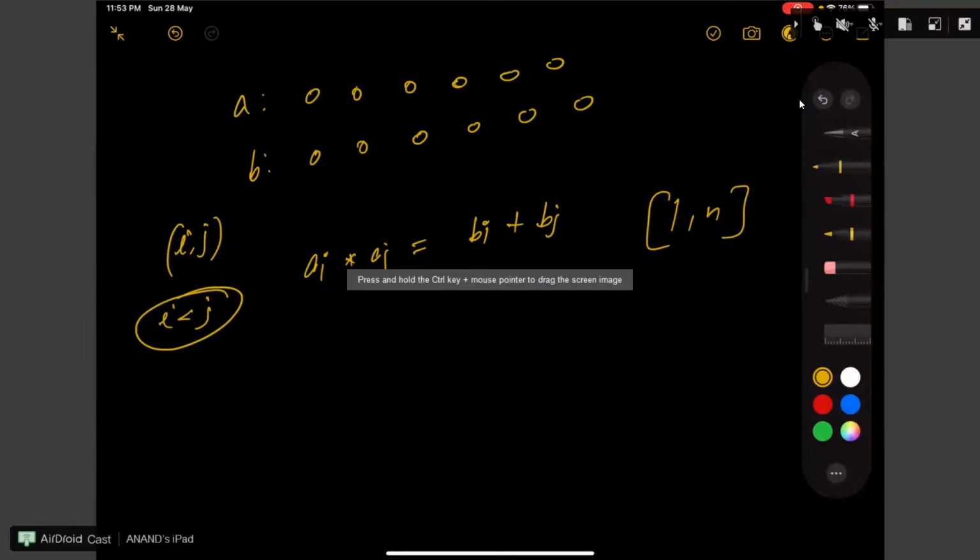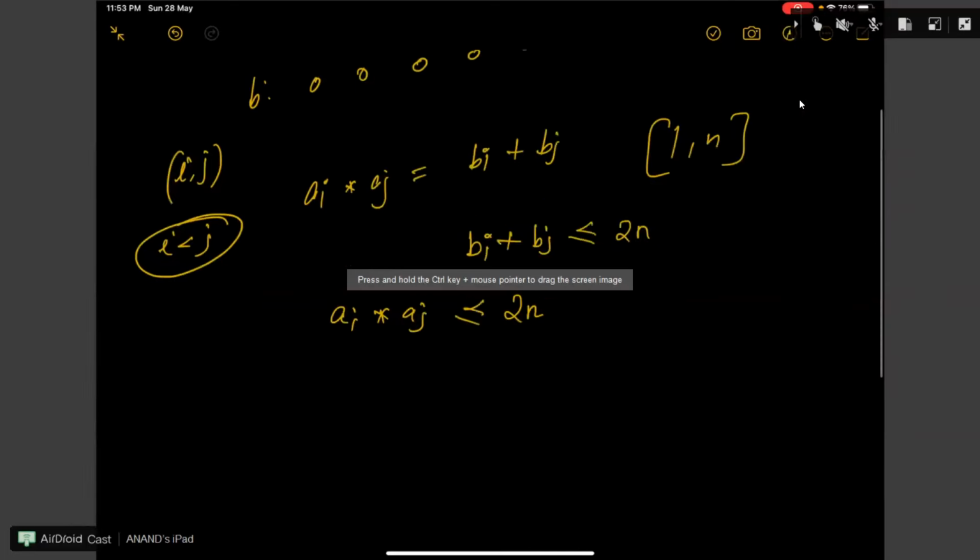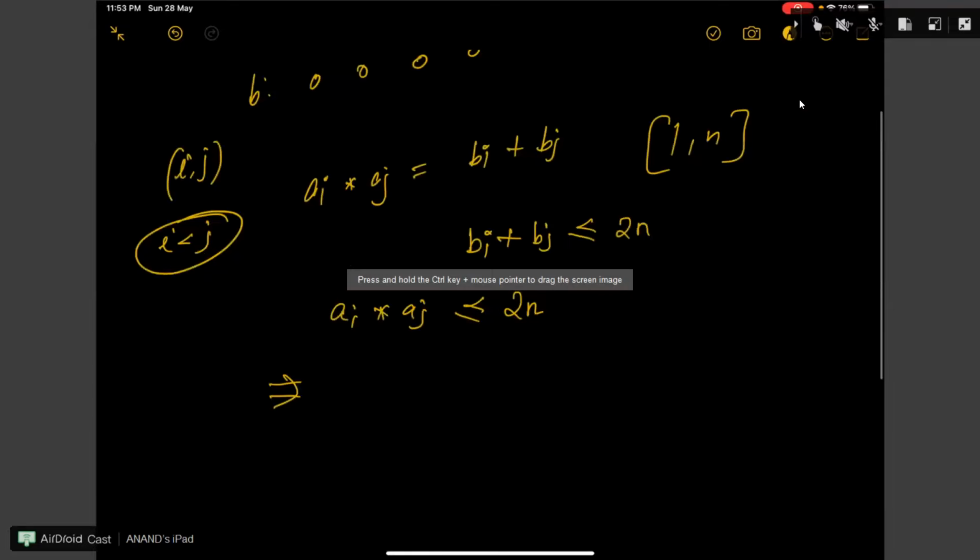So see, you are given ai into aj is equal to bi plus bj, right? What can be the maximum value of bi plus bj? That will definitely be less than or equal to twice of n. So it means that ai into aj will always be less than or equal to twice of n. Now if this is the case, then you can definitely say that one of these, either ai or aj, must be less than or equal to square root of 2n. So either this should hold or this should hold.